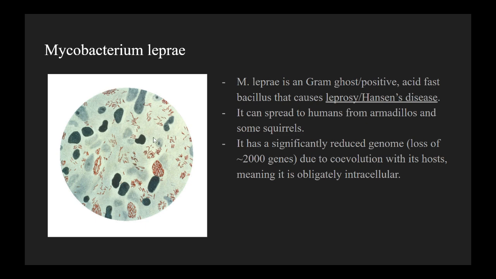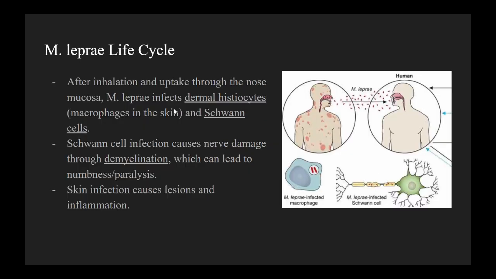So again, this one is also obligately intracellular, which means it can only survive within host cells. You can actually see the physical manifestation of that because it has a very reduced genome. In comparison with other similar species such as M. tuberculosis that we talked about, it has a loss of around 2,000 genes. It's reduced its genome so much that it can't depend only on itself. It has to depend on the genes of the cell that it's contained within. That's due to coevolution over thousands, tens of thousands, however many years, just over time. That's how it's developed here.